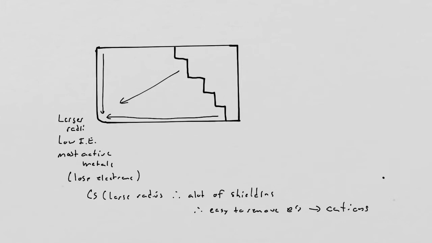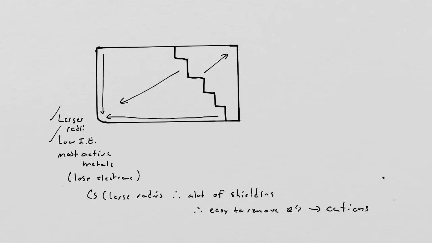And therefore, we can talk about metallic character: the most active metals are the metals with the most active character. What's metallic character? Losing electrons, forming cations. Who does it? Large atoms with low ionization energies. Now, at the other side of the table, the patterns go this way.